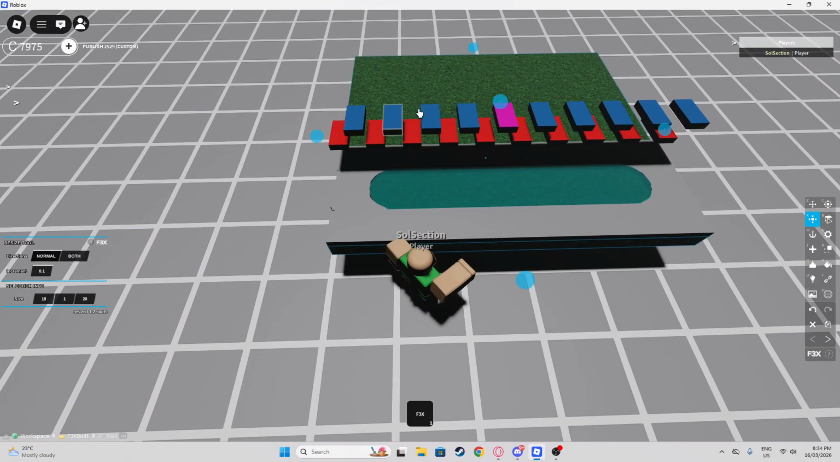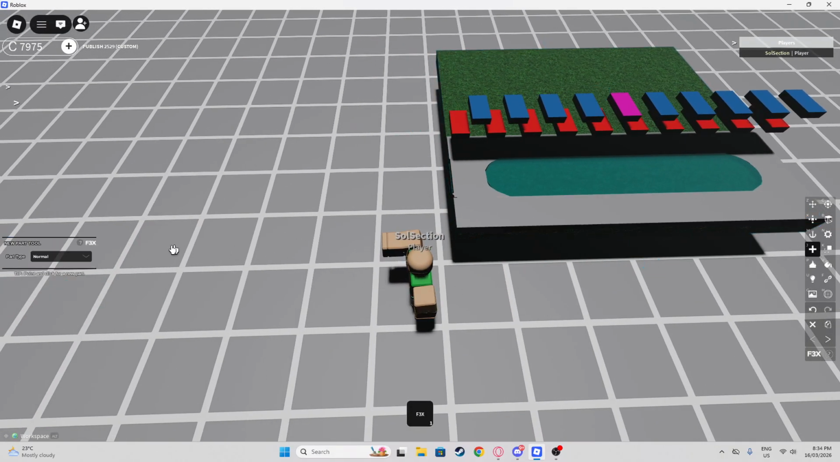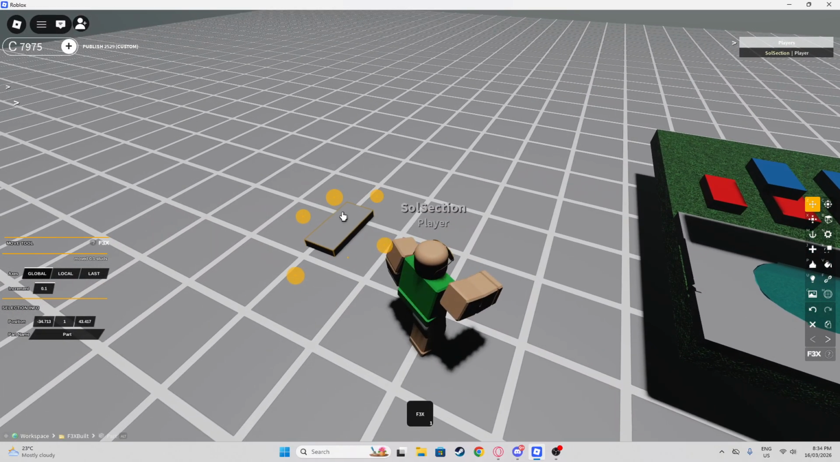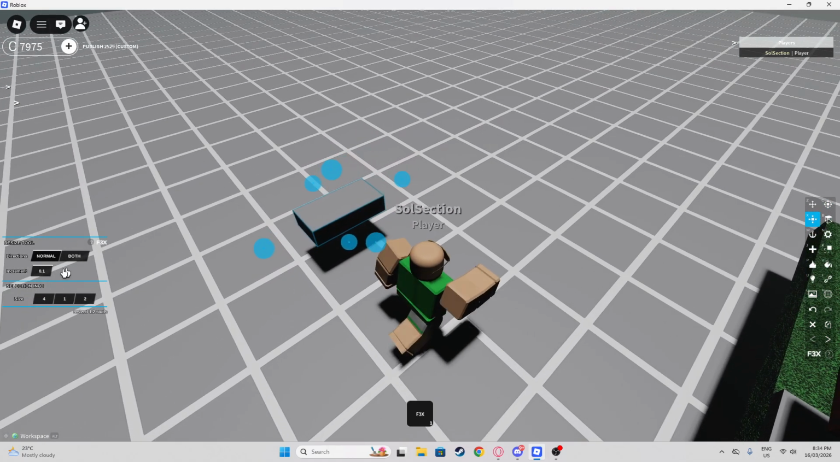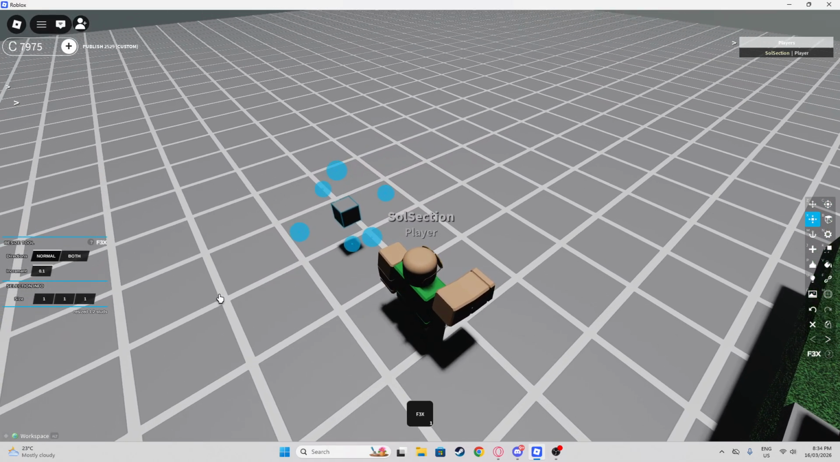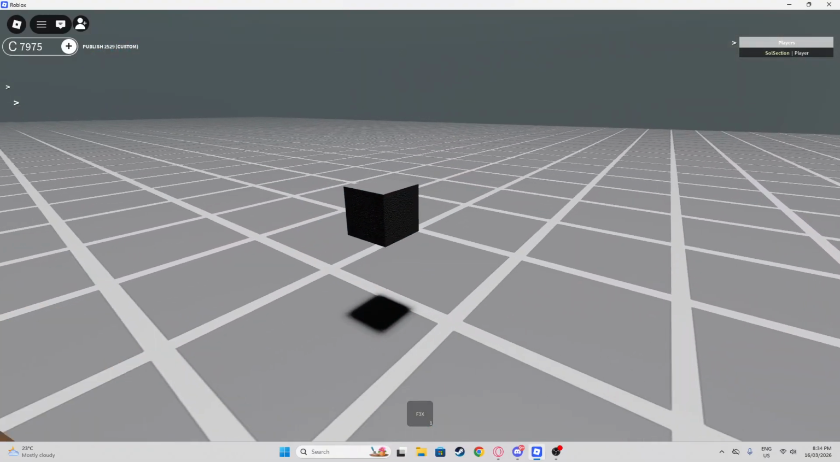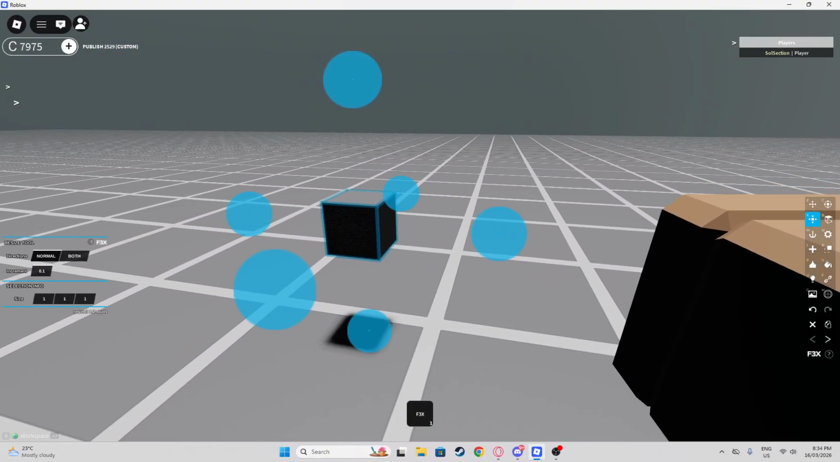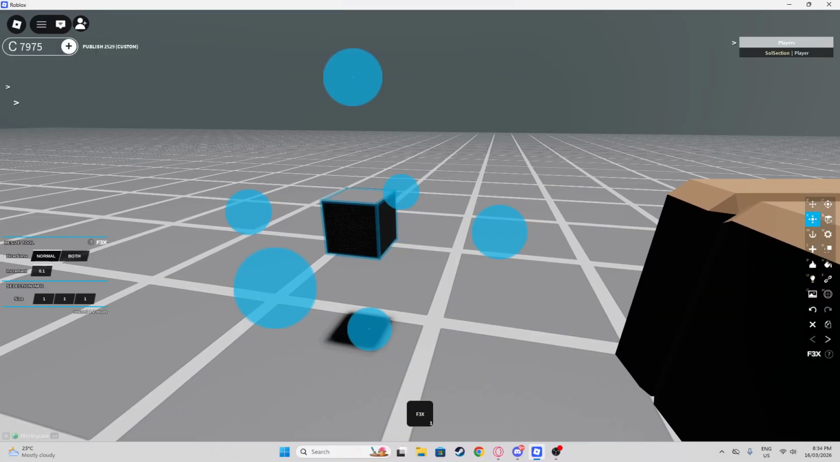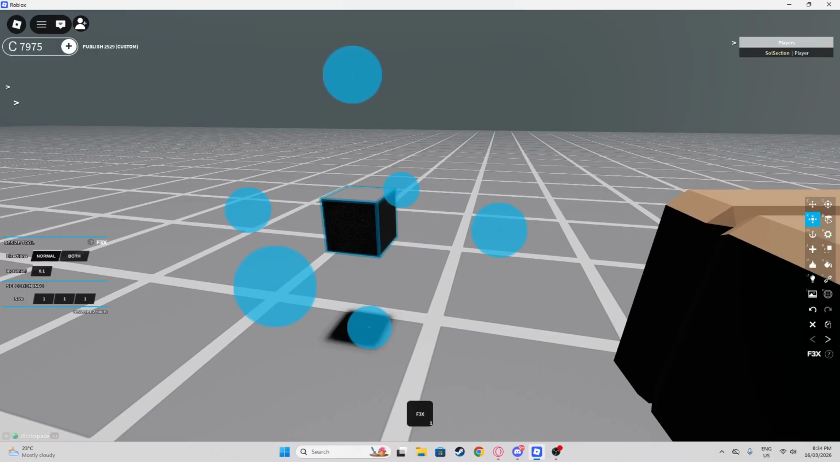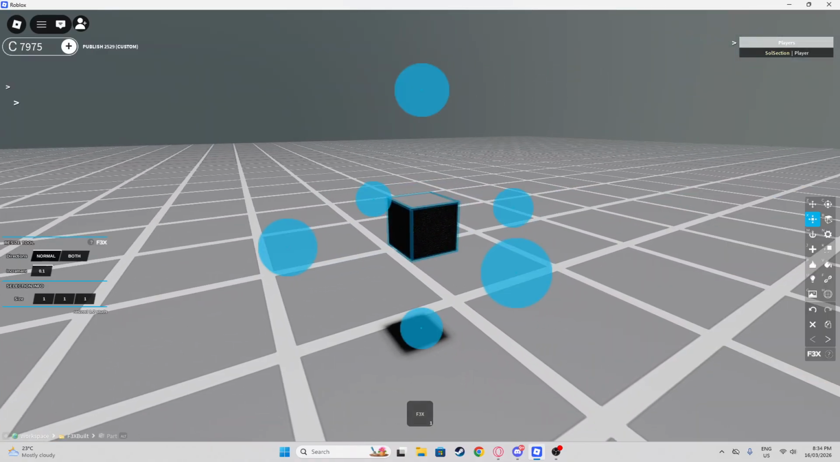So by knowing that one stud is equal to 1 meter in this, if I have, for reference, a 1 by 1 by 1, this is 1 meter cubed. Oh, one stud cubed, really, in the game. But that's what that looks like.